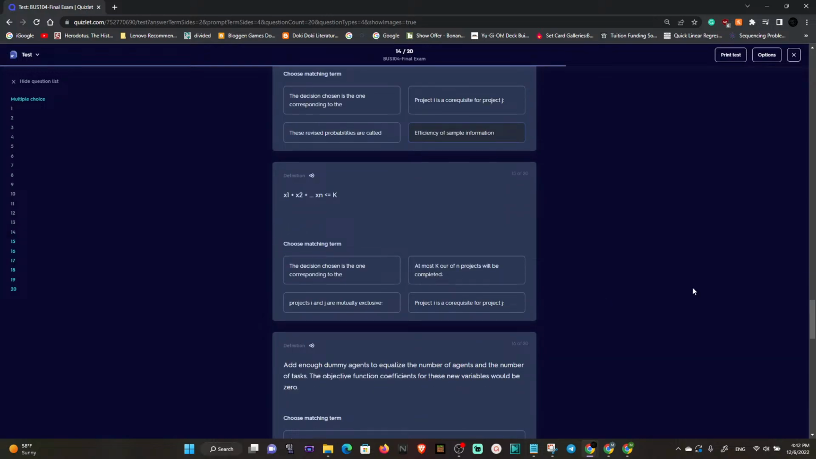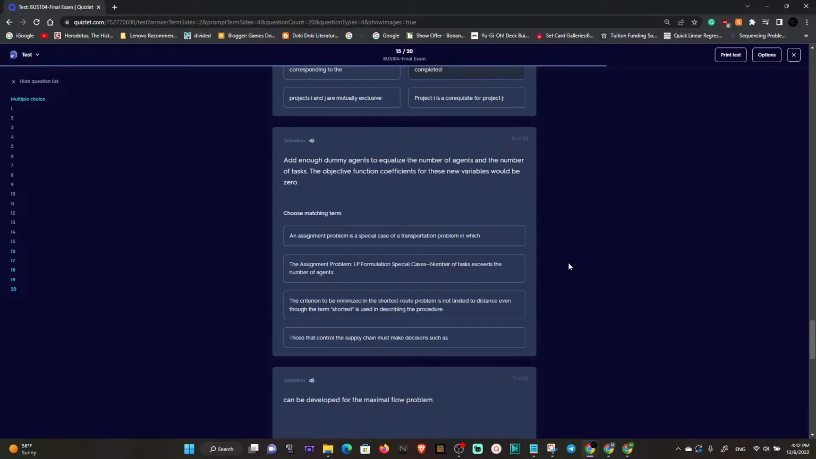x1 plus x2 plus ellipses xn is less than or equal to k. That would be at most k of n projects will be completed. You're up. Add enough dummy agents to equalize the number of agents and the number of tasks. The objective function coefficients for these new variables will be 0. C.